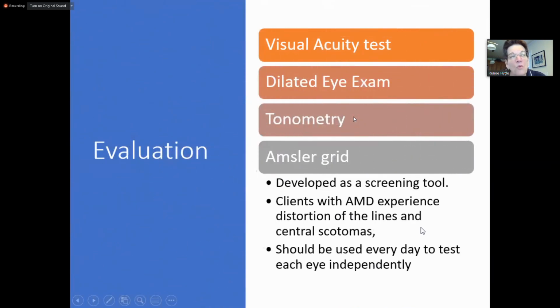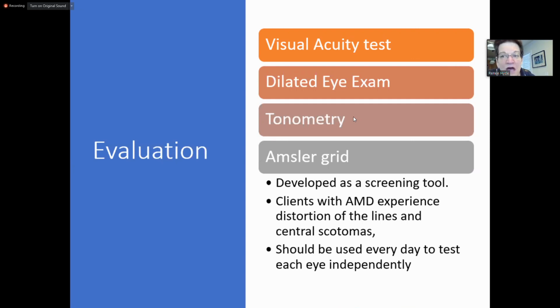Now, the way we check for this is a visual acuity test. That's our old Snellen chart, our friend with the big E, okay? Typically, they do dilated eye exams to look at the back of the retina. Now, those are sort of going out of favor as most ophthalmologists and optometrists have started using retinal photography.